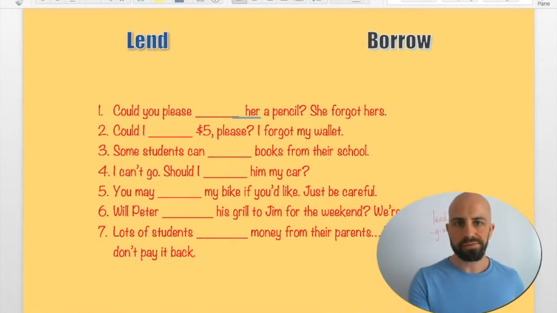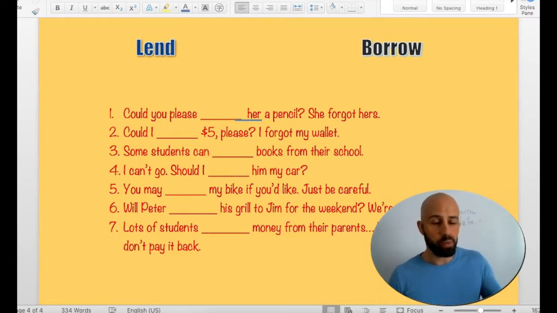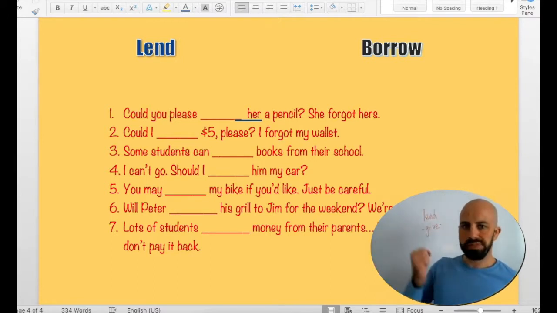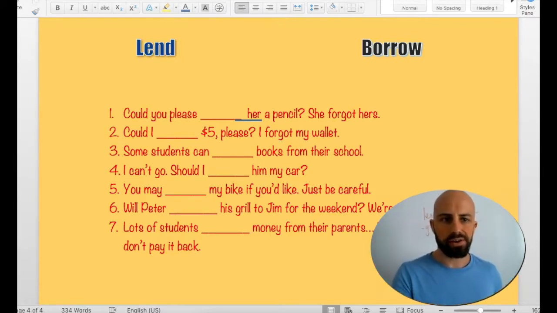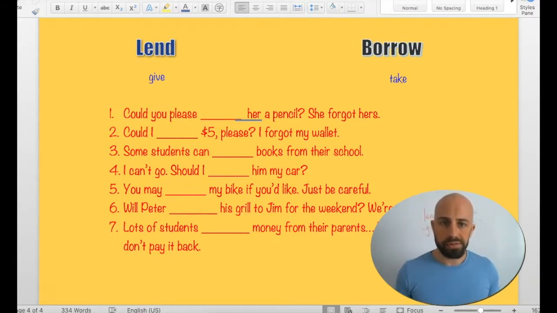If we take a look at it, they mean two completely different things, because when we lend something, we give it out. And when we borrow something, we're taking it. So let's actually write that here. Look at your notes. Lend, and keep in mind this isn't exactly it, but let's equate lend with give. And borrow, let's equate that with take. So if you lend a pencil, you're giving a pencil. If you're borrowing a pencil, you're taking a pencil.